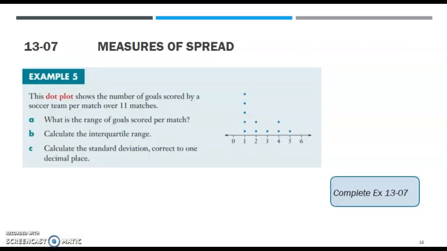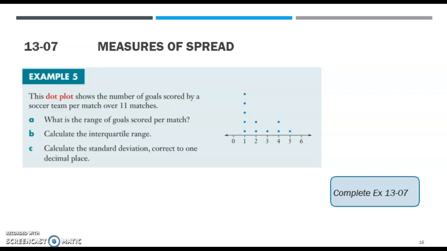Let's look at another example. This one is a dot plot showing the number of goals scored by a soccer team per match over 11 matches. What is the range of goals scored per match? Okay, so each dot we need to know represents a game. So that means in 5 different games they only scored 1 goal. In 2 games they scored 2 goals. In another game they scored 3 goals, and so on.